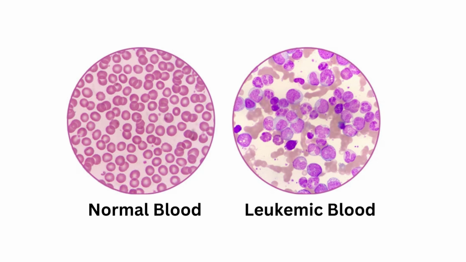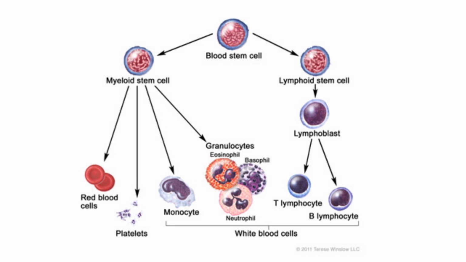Acute leukemia is a rapidly progressing cancer of the blood and bone marrow. It is characterized by the uncontrolled growth of immature blood cells, known as blasts. Two primary types of acute leukemia are acute myeloid leukemia, AML, and acute lymphoblastic leukemia, ALL. The main difference between AML and ALL lies in the affected cell type. AML involves myeloid cells, which include red blood cells, platelets, neutrophils, monocytes and macrophages. On the other hand, ALL affects lymphoid cells, which are responsible for producing B cells and T cells.